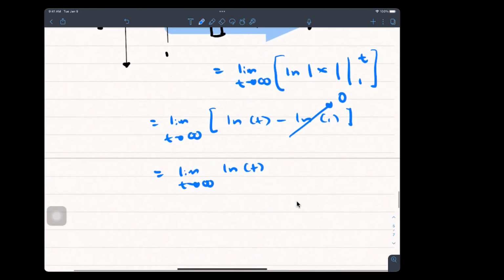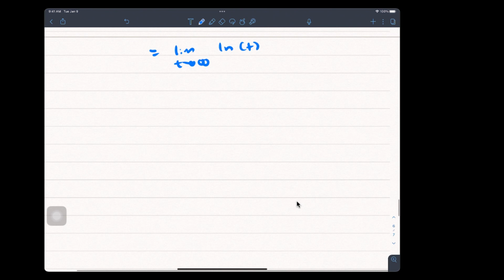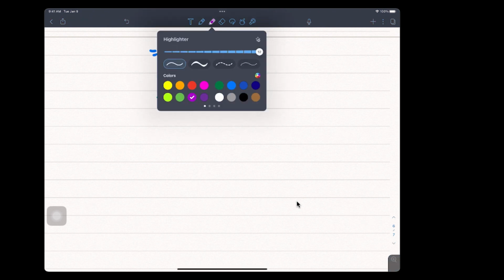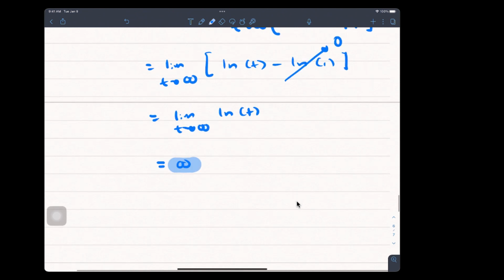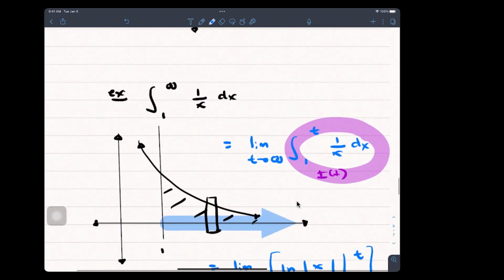Okay. Does anybody know what this limit goes to? What does this equal? Does that go to infinity? How do you guys know that goes to infinity? Didn't we do those like the first week? And that curve increases forever? So what we showed here is that this integral equals infinity, and that means the improper integral diverges here.